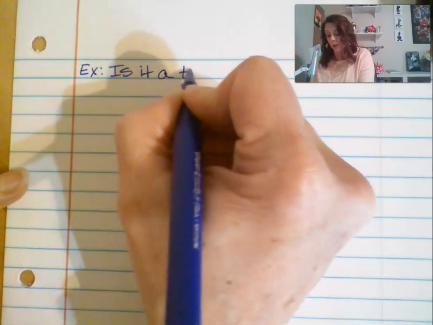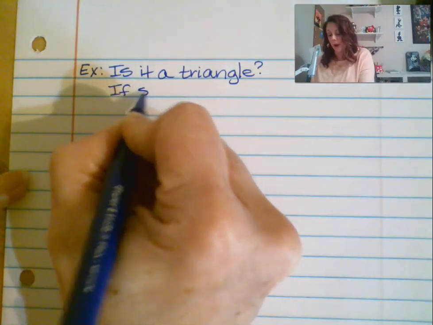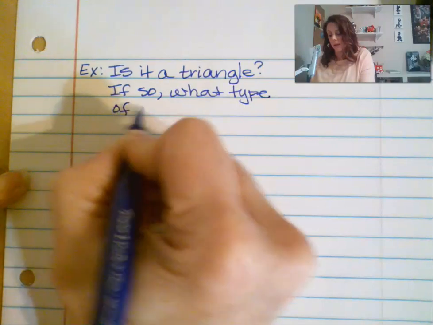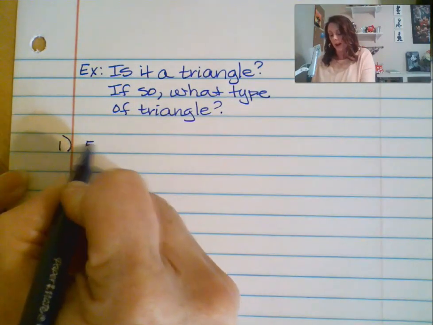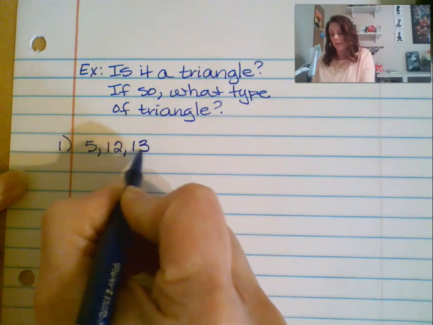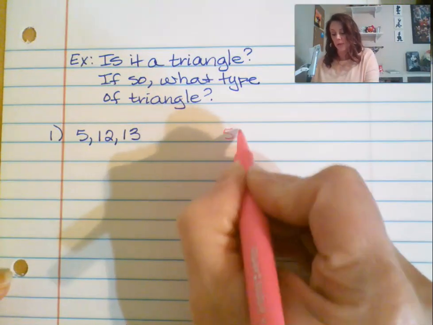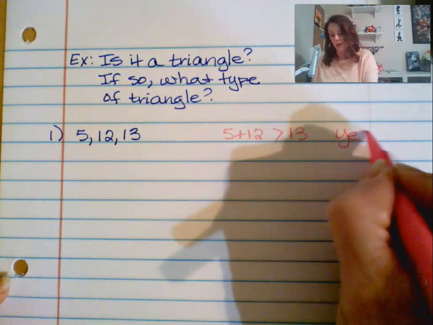So in each of these, I'm going to give you three values. And what we want to determine is, is it a triangle? In other words, will the three lengths that you're given create a triangle? And if so, what type of triangle? Okay, so we're going to use that first example that we looked at a moment ago, number 1, 5, 12, and 13. We've already identified that it does create a triangle, and we know that it does because if we take the sum of the two smaller sides, that is greater than the largest side. So yes, it is a triangle.